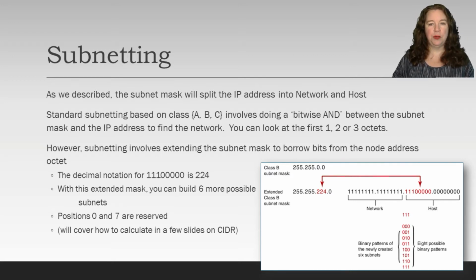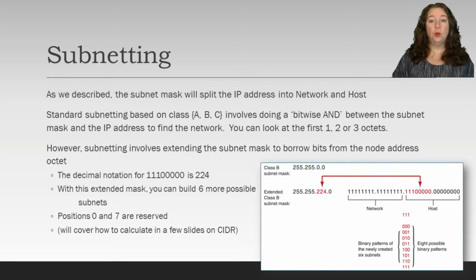And we've only borrowed those first 3 bits. So those first 3 bits give us 11100000, which is 128 plus 64 plus 32, which gives us 224. So the decimal notation for our network subnet mask now is going to be 255.255.224.0. So that's our extended subnet mask. You can see how we've taken that binary and put it into our new subnet mask.